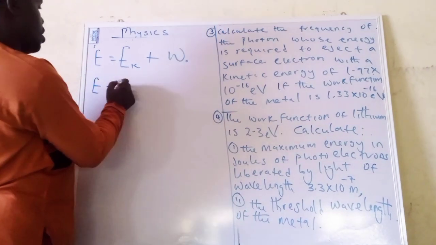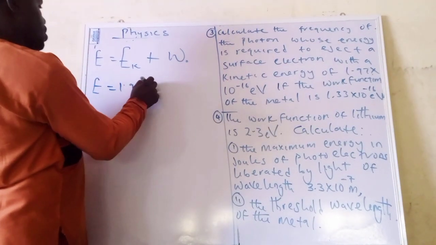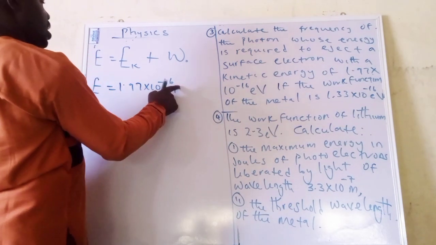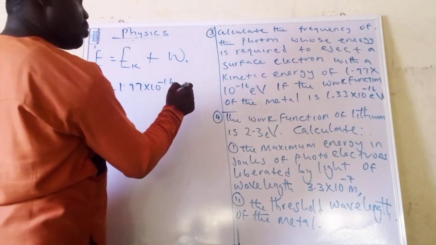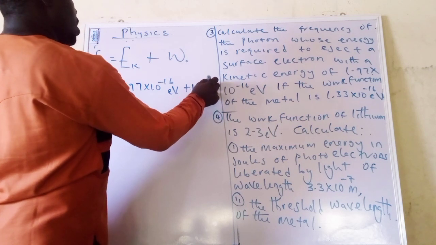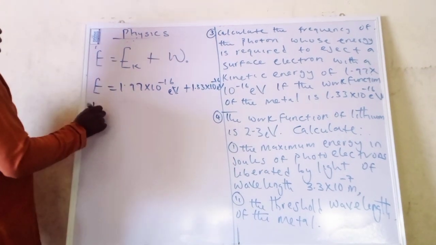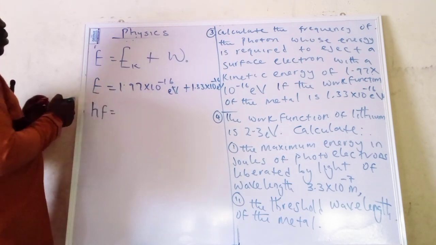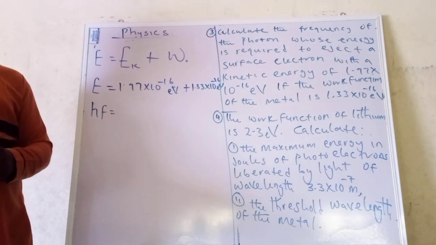What's the kinetic energy like? 1.97 times 10 to the power minus 16. Remember, it's in electron volts. Then, what about the other one? The work function is 1.33 times 10 to the power minus 16 electron volts. So, what's hf? The energy of the photon. Let's have a single value before converting it to joule.